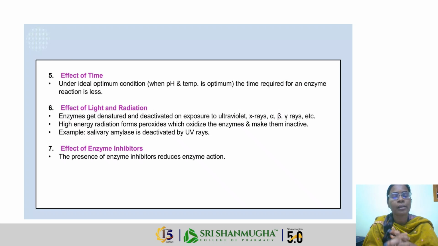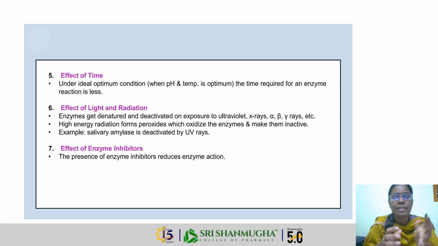Effect of time: under ideal optimum conditions, when pH and temperature are optimum, the time required for the enzyme reaction is less. Effect of light and radiation: enzymes get denatured and deactivated by exposure to UV, alpha, beta and gamma rays. High energy radiation forms peroxides with oxidase enzymes, making them inactive. This is also a factor affecting enzyme activity. For example, salivary amylase is deactivated by UV rays.